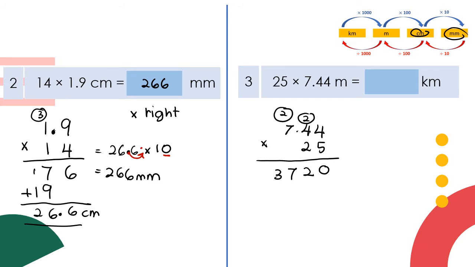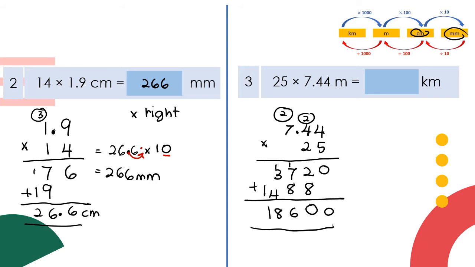Now we times 2. 4 times 2 equal to 8. 4 times 2 equal to 8. 7 times 2 equal to 14. Now we add. 0, 10, 16, 8, 1. Remember we have 2 decimal places, so the answer also has 2 decimal places. You put here and you count 1, 2. So here you put the decimal point.